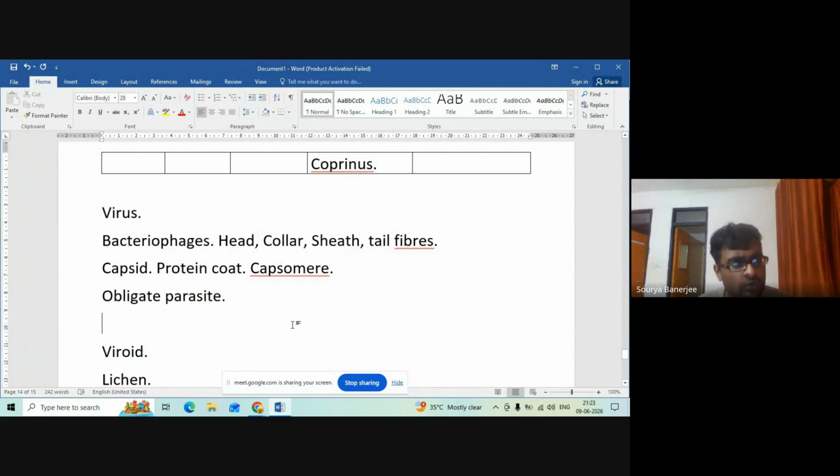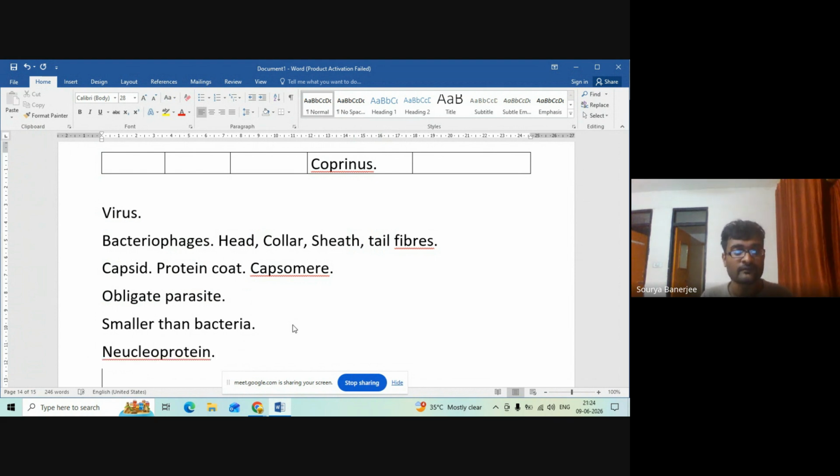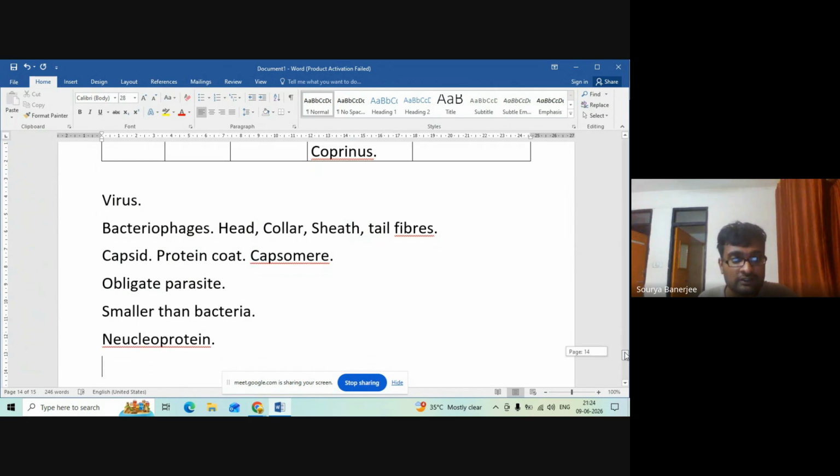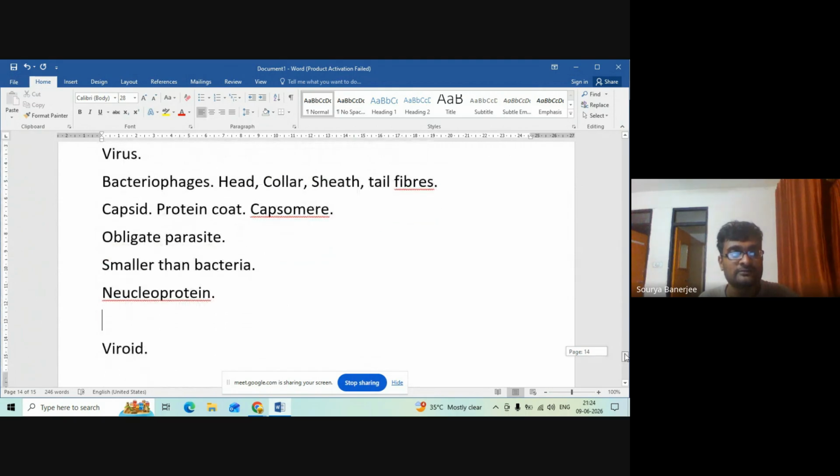Obligate parasite, then they are smaller than bacteria. These characters are mentioned in your syllabus. Then nucleoprotein. They have nucleoprotein. Nucleoprotein means the DNA or RNA plus the protein coat. They together make the nucleoprotein.